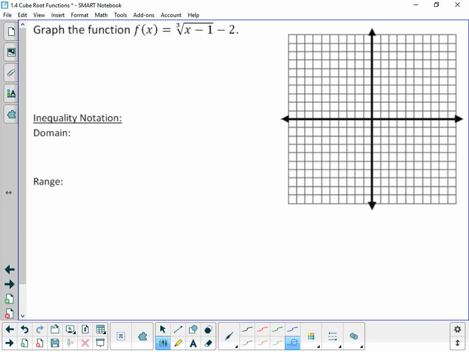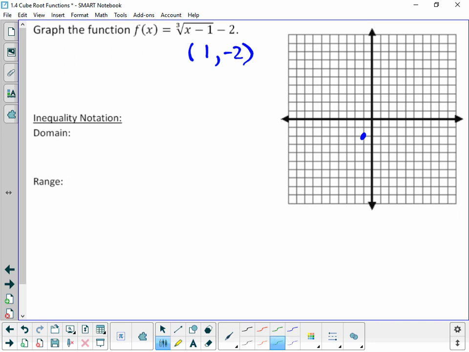Here's our first function. f of x equals the cube root of x minus 1, and then minus 2. So our inflection point, our starting point that we're going to graph first is (1, -2). Here it is, (1, -2). Check to see if there's a stretch. In this case, we don't have a stretch, so it's just a regular 1, 7 pattern.